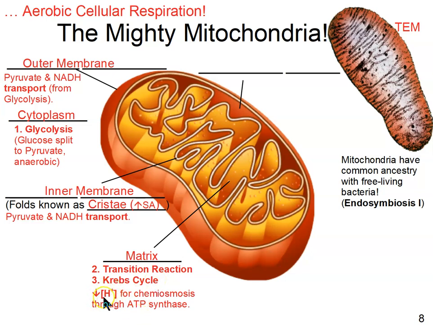There's also high pH in the matrix. In other words, low hydrogen ion concentration in the matrix. And that's going to be contrasted with outside the matrix, across the inner membrane, in the intermembrane space, right? So this is the intermembrane space in between the outer membrane and the inner membrane that has high hydrogen ion concentration.